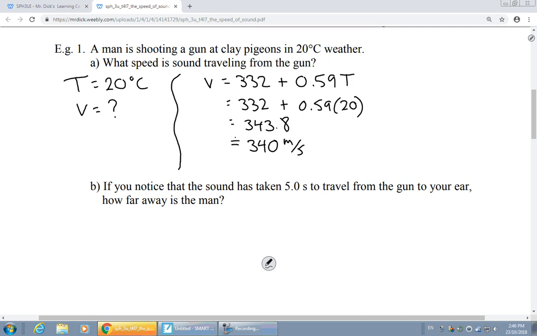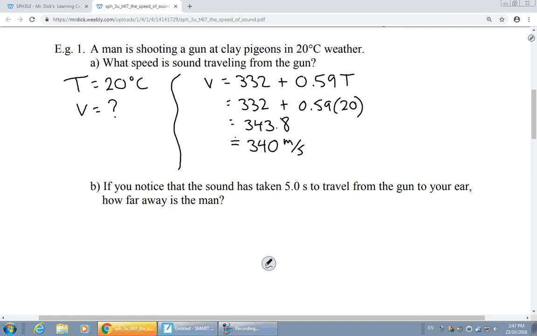What's great about this, though, is that we can also use this to solve other kinematics-related questions. What we need to keep in mind, though, is that the speed of sound, as long as it's only going through one kind of medium, essentially one kind of air or one kind of water, that speed of sound stays constant. And so as long as we have kinematics formulas that can deal with constant velocities, we can solve other things related to that. So in part B, we're saying that if it was to take 5 seconds for the sound to travel from the gun to our ears, we can figure out how far away the actual gun is.